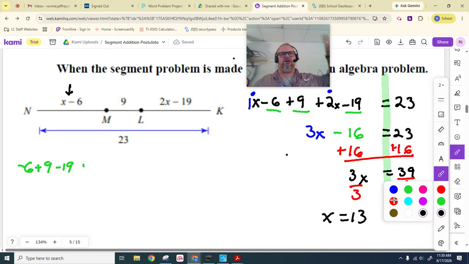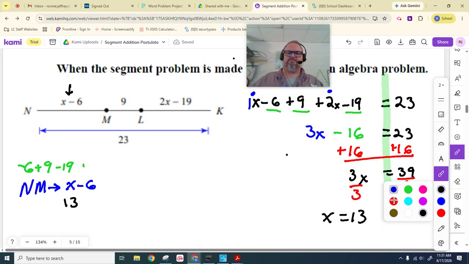Does that answer the whole problem? No. Okay. I need to know what NM is. Well, that's written as x minus 6. So if I plug this in, I know some people are like, why'd you have to write it out? I wrote it out so everybody knows. So, 7.